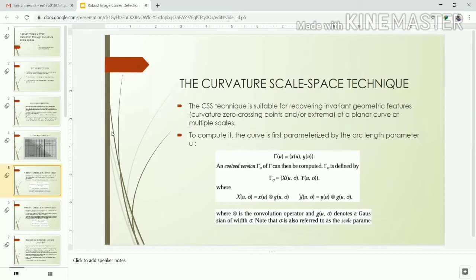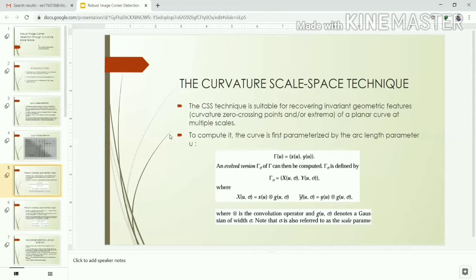We can see the operator here, that is a convolution operator, and g of mu comma sigma denotes the Gaussian of the width sigma. Note that sigma is also referred to as a scale parameter. Now the process of generating evolved versions of the tau as sigma increases from 0 to infinity is referred to as the evolution of the tau. This technique is suitable for removing noise and smoothing a plane curve, as well as gradual simplification of its shape.